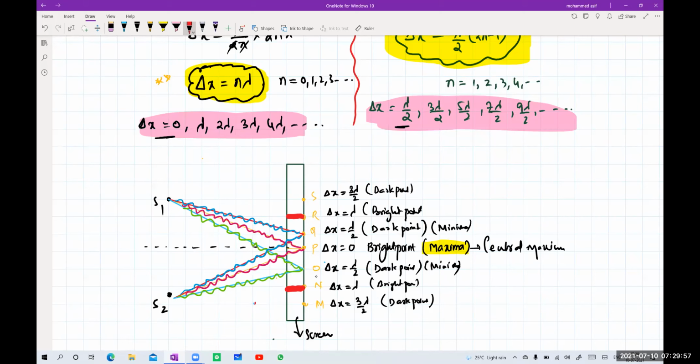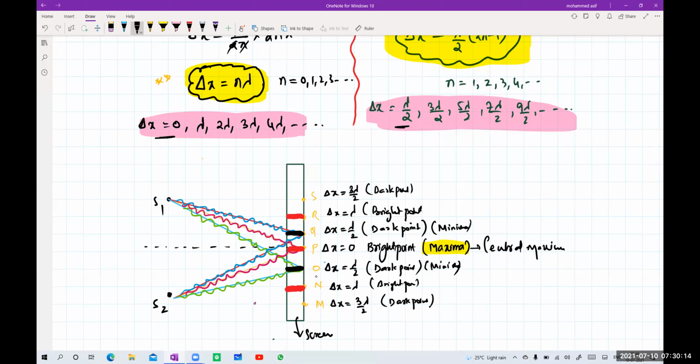Now, you know that in the center you already have the maxima, right? Now, you know that in between the central maxima and the next maxima we are getting a dark point. So here is one dark point and here is another dark point.